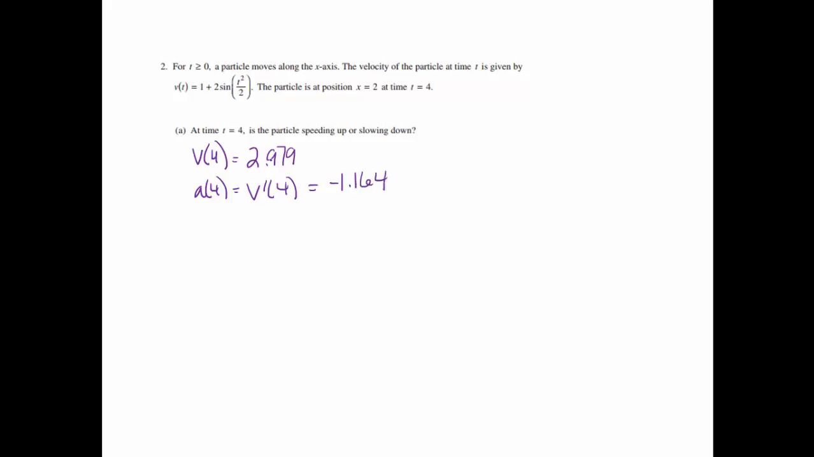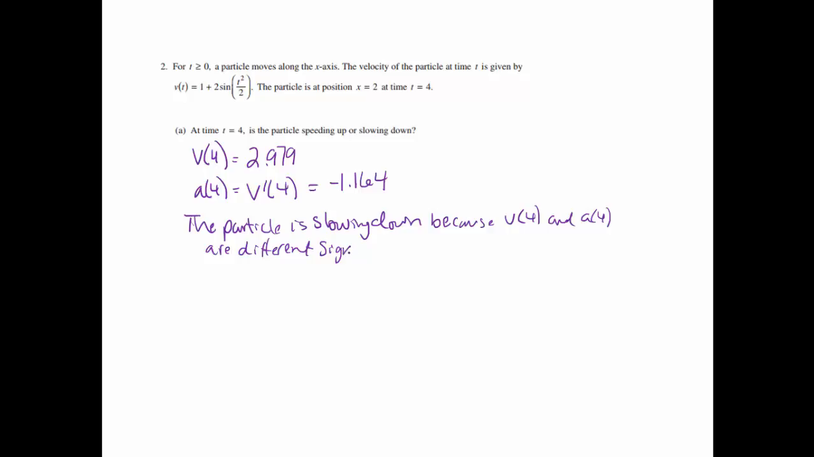1.164. I notice that velocity and acceleration are different signs, which means they're working against each other, so the particle will slow down. So I will say the particle is slowing down, and my reasoning will be because v of 4 and a of 4 are different signs. One is positive and one is negative. Okay, that would have been worth 2 points. You have to have a conclusion and a reason to go with it.